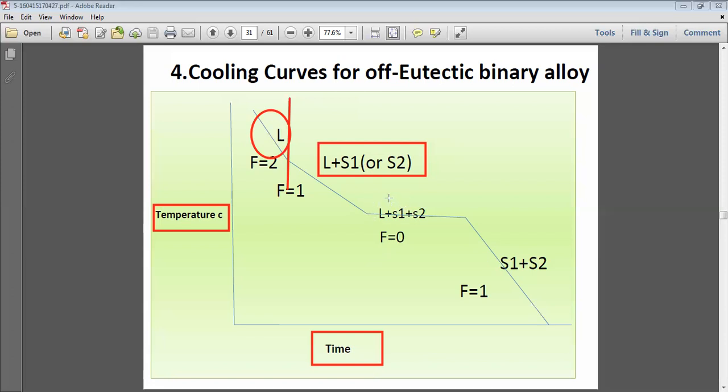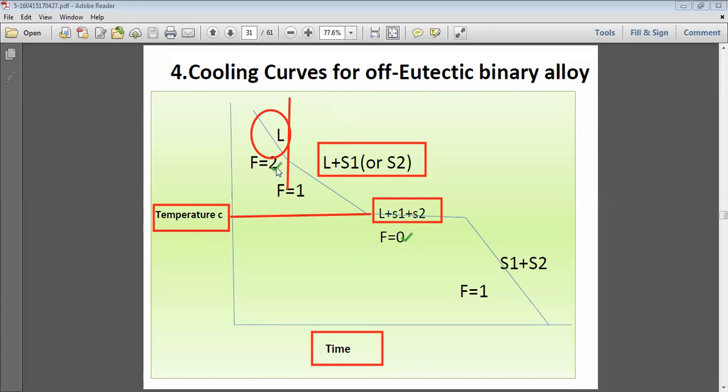On this part it is having three states, L plus S1 plus S2. This is also a sort of intermediate phase. The value of F at this part is 0, and this is a constant temperature line, where the temperature remains constant and there is only an increase in time. Here this line is a constant line, and in this zone the value of F will be 0.